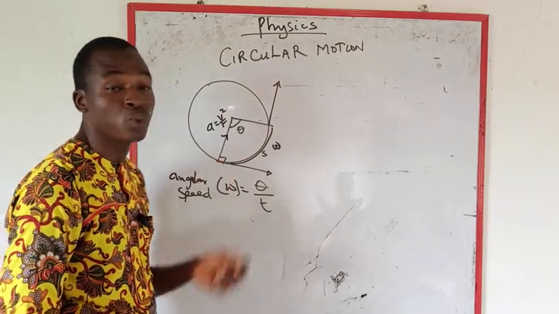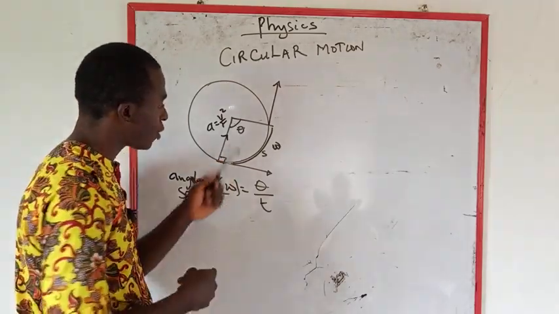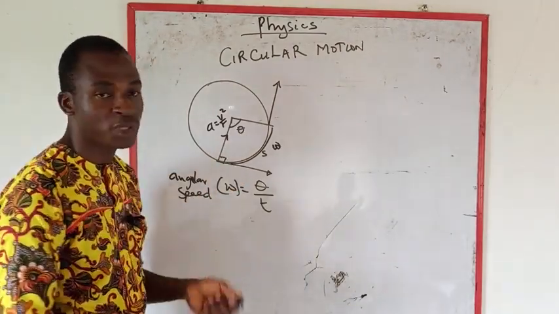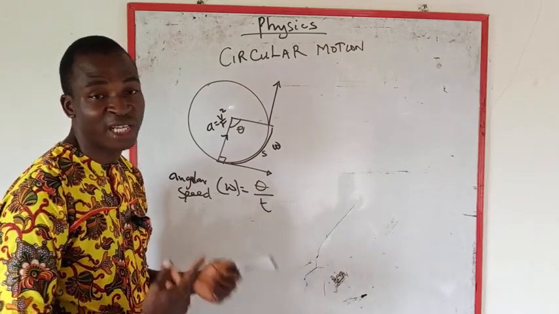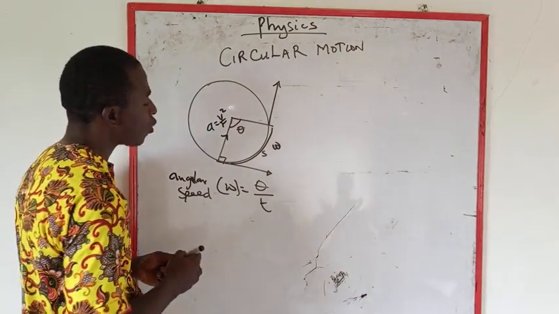But this one is angular distance. That one was distance for normal speed, but this one we are talking about angular distance over time: angular speed or angular velocity. We use them interchangeably. Then the next thing is we have other formulas.